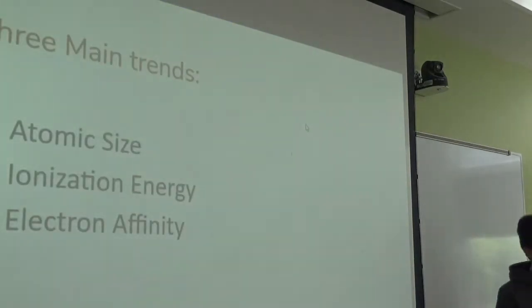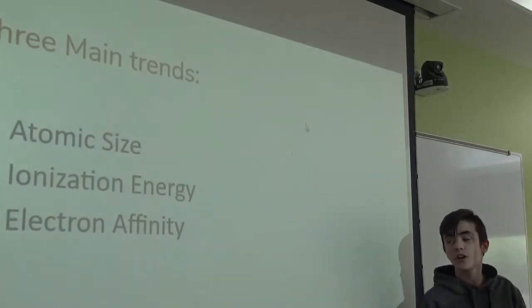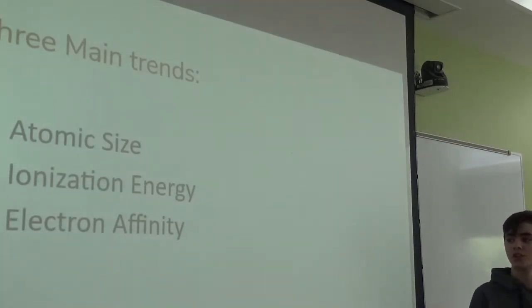So the three main trends or categories of periodic variation that we're going to talk about are atomic size, ionization energy, and electron affinity.